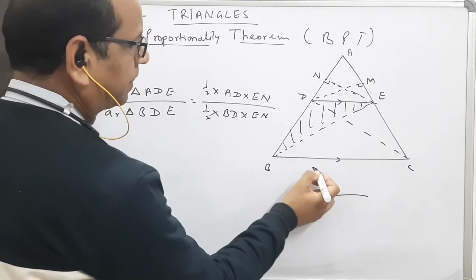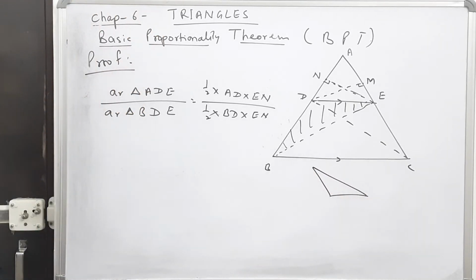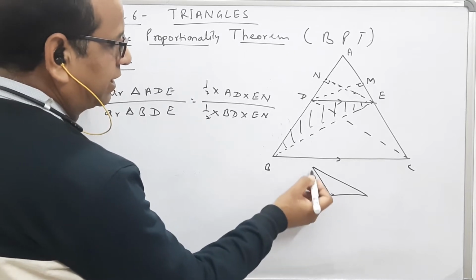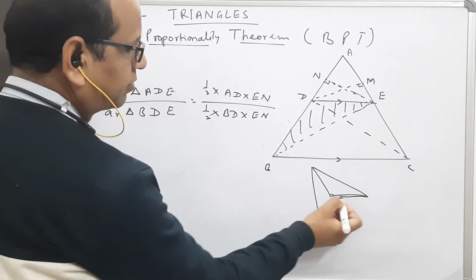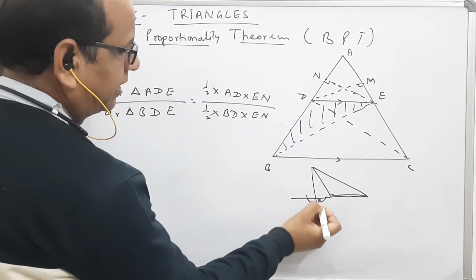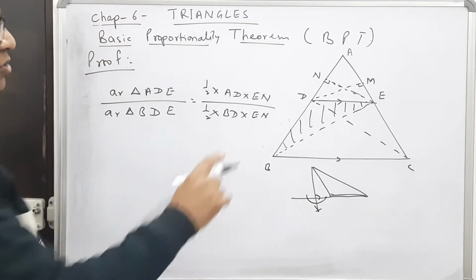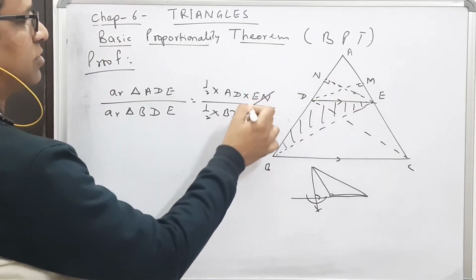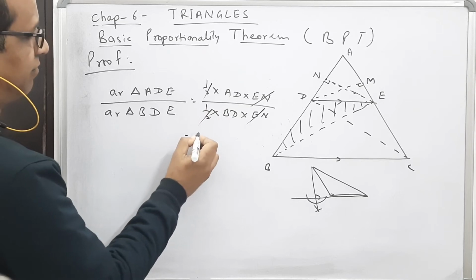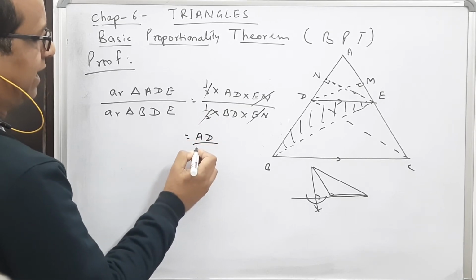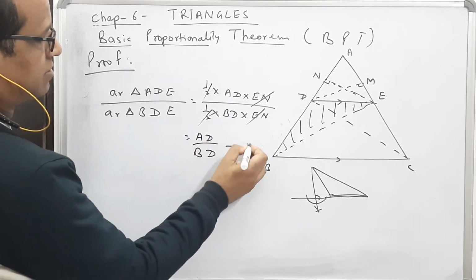You see, when we take the triangle like this and this angle is an obtuse angle, then the perpendicular will be here. Means we have to extend this line and then we have the perpendicular. So the perpendicular will be outside here. So this EN cancelled and half cancelled. So it is AD upon BD. That is the first equation.